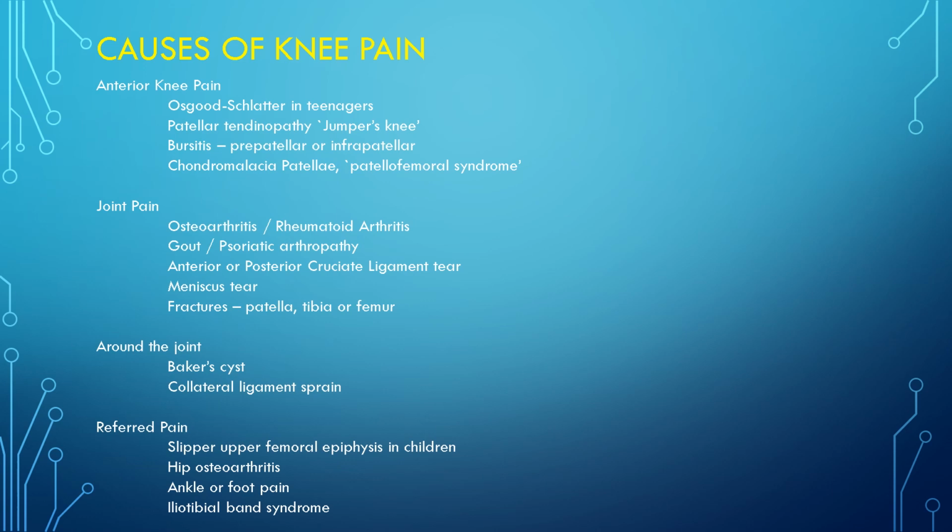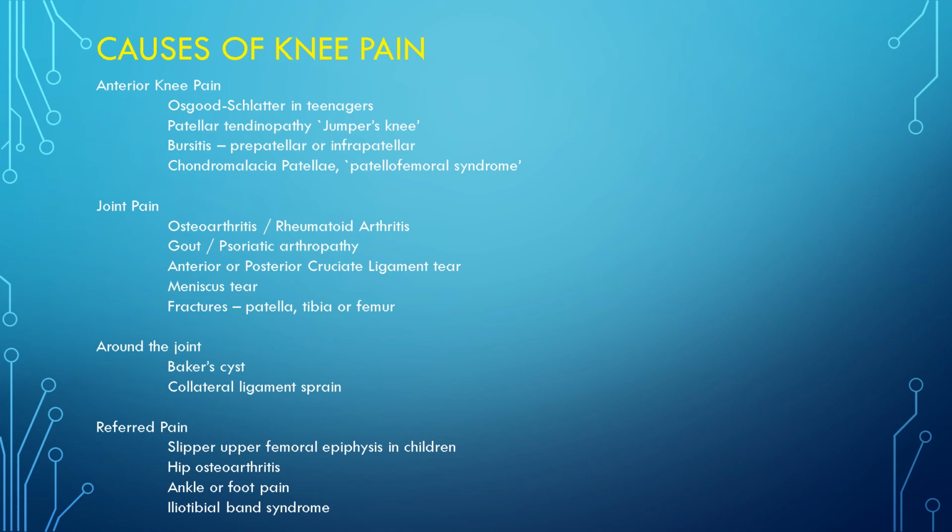Around the joint and posteriorly in the popliteal fossa you can have a Baker's cyst. Also either medial or lateral you can have a collateral ligament sprain. Often this is a sport injury like a side tackle in football. And then always remember, with any joint in the body, think above the joint and below the joint. So could this be referred pain from the hip?